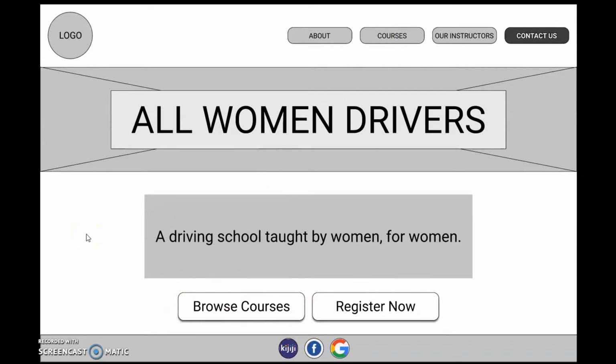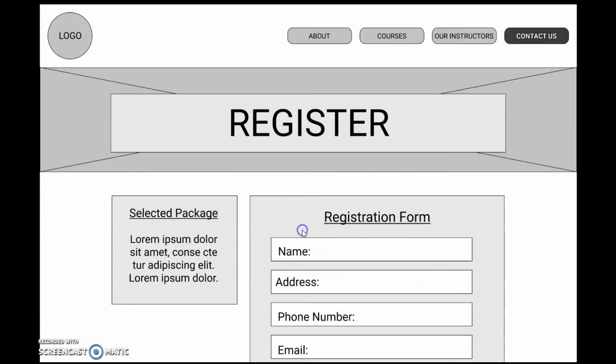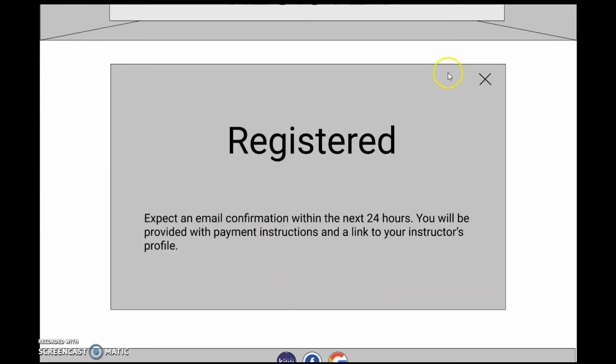So that was really cool to realize, like how powerful a call to action button on the homepage could really be. So that was really easy. You just clicked there, picked one of the packages, and then registered.